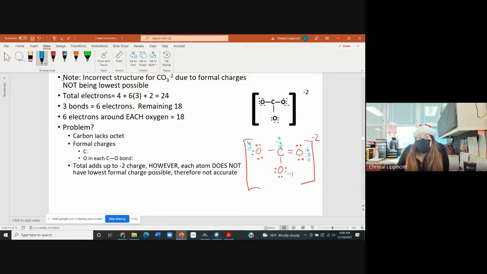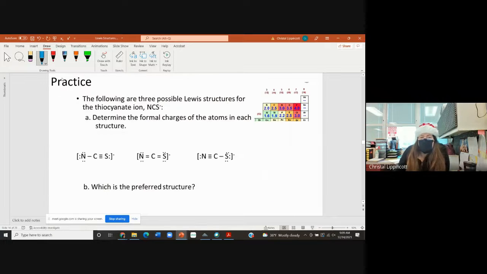Okay. Questions on that guy? What is my bond length here? How many bonds? We've got 4 bonds. We have 3 bond sites. And that's a 1.3 repeating. Okay. All right. So you've got these structures drawn. See if you can figure out the formal charge on each of these atoms. And then see if you can figure out what the preferred structure would be. Give you a minute or two to work on that.